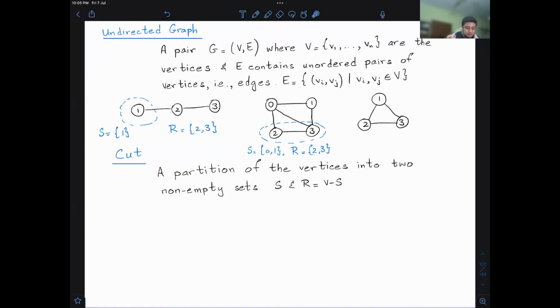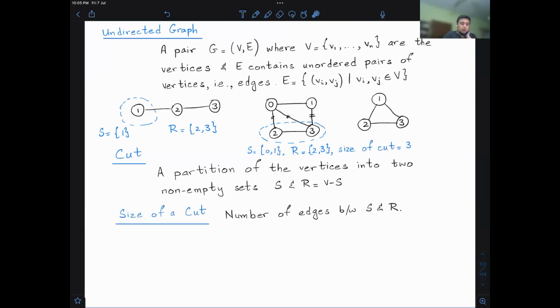Over here, I've got 4 vertices. I could choose to have vertex 0 and 1 in one partition, and then the remaining 2 vertices, 2 and 3, will be in the other partition, right? Now, what's the size of a cut? The size of a cut is the number of edges that are going between S and R.